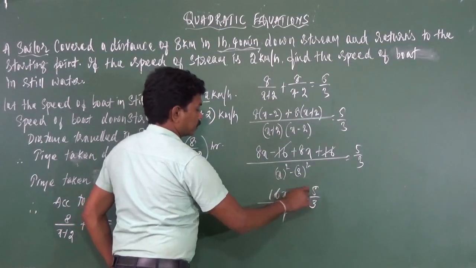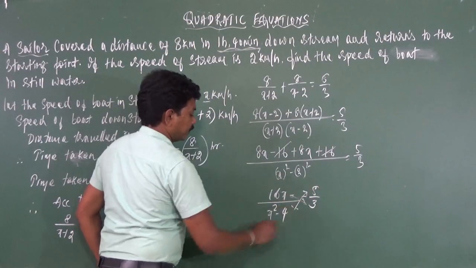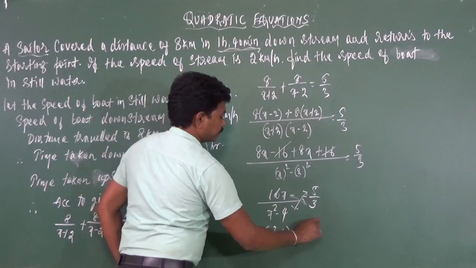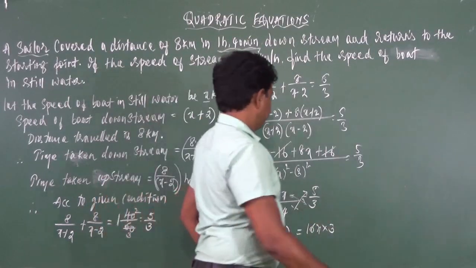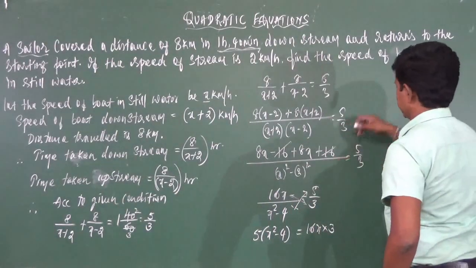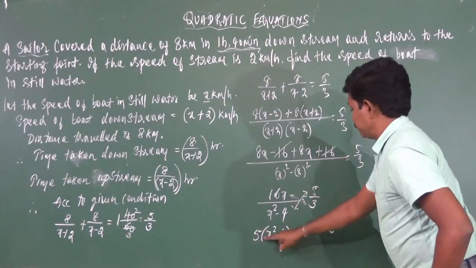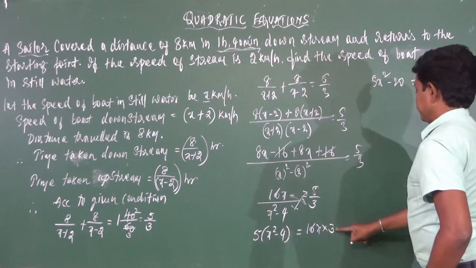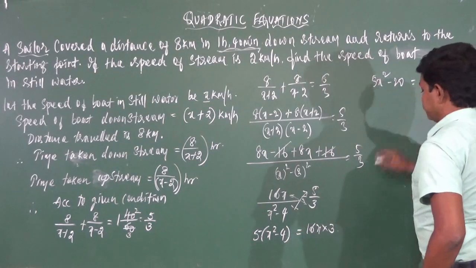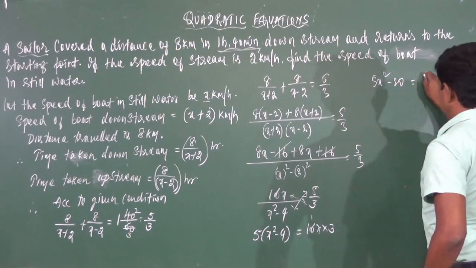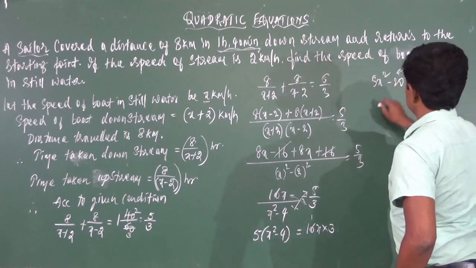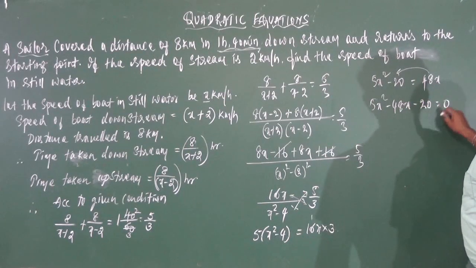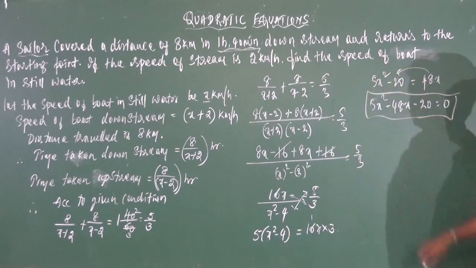So let us go with the cross multiplication. 5 into x square minus 4 is equal to 16x into 3. 5 into x square is 5x square, 5 into minus 4 is minus 20, is equal to 16x into 3, which is 48x. So we will transpose this. So 5x square minus 48x minus 20 is equal to 0. This is the required quadratic equation.